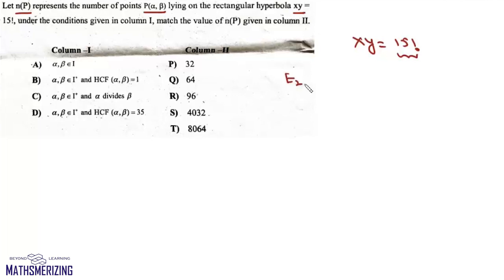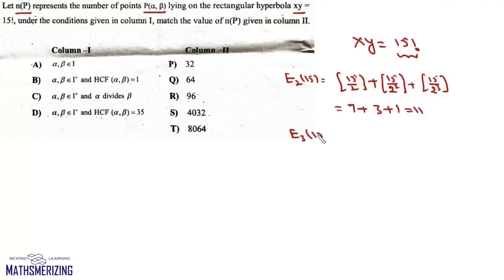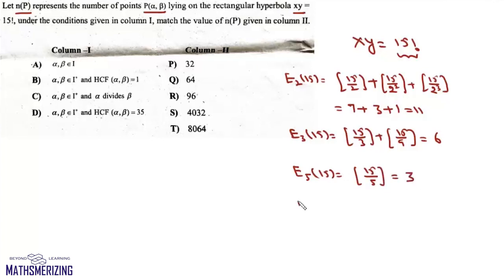So exponent of 2 in factorial 15 will be 15/2 plus 15/2 square plus 15/2 cube. Now this is 7 plus 3 plus 1, so it is 11. Exponent of 3 in 15 factorial will be 15/3 plus 15/9, which is 5 plus 1, 6. Exponent of 5 in factorial 15 will be 15/5, 3. Exponent of 7 in 15 factorial will be 15/7, 2.